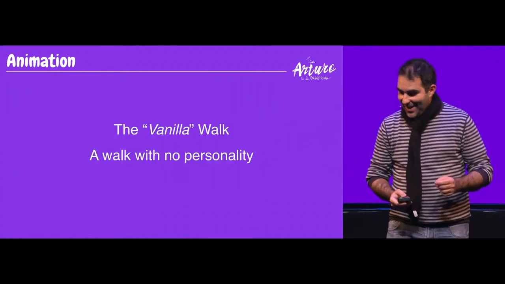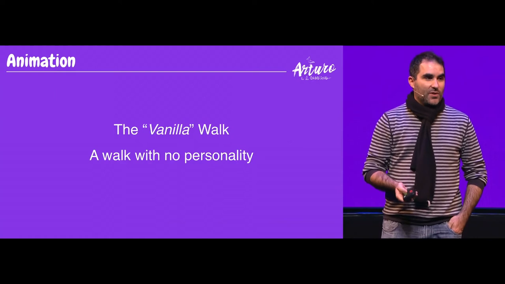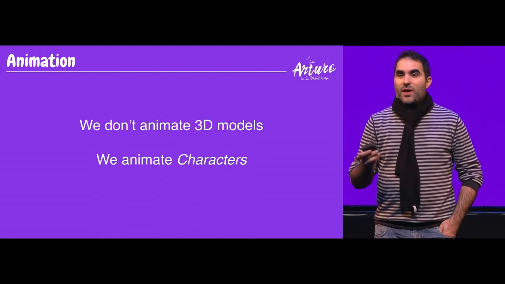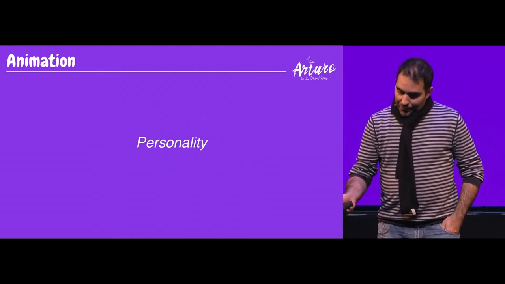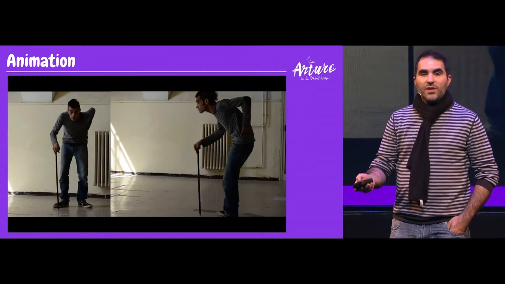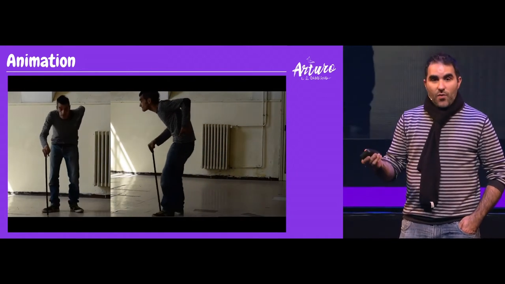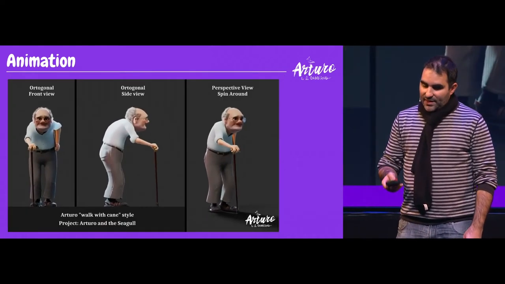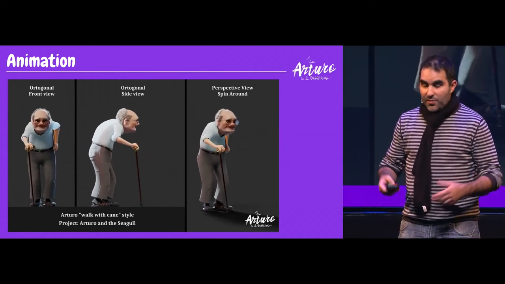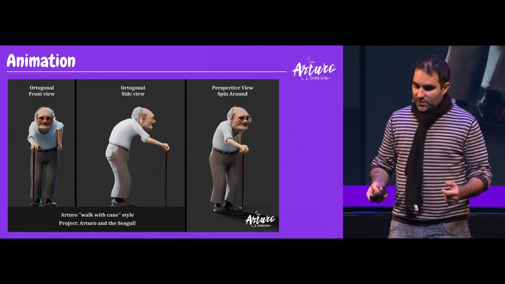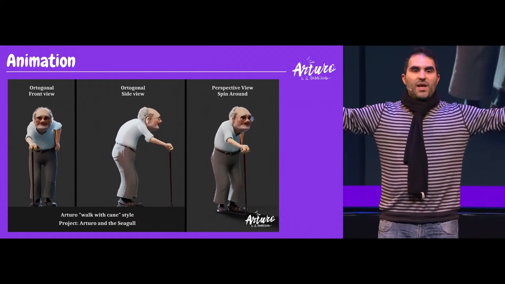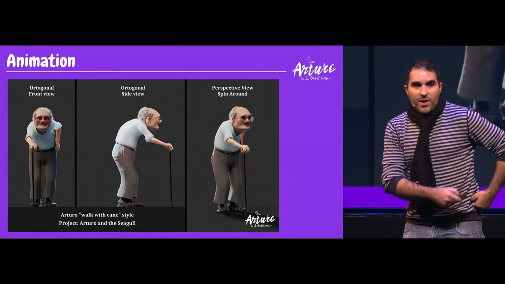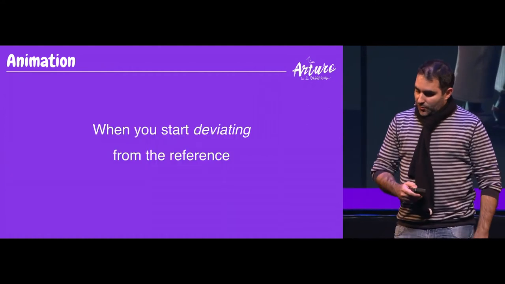But a vanilla walk is a walk without personality, and we don't animate 3D models. We animate characters, so we have to give him personality. We had this footage from Salvatore, from the guy. This is the kind of walk Arturo has to have. And it was my first step doing it. It's a bit different, because he has a different body and a different default pose. Arturo doesn't have a default pose like this. He's already bent, curving forward. And he's also carrying an envelope here with some pictures or something. So this was my first step.